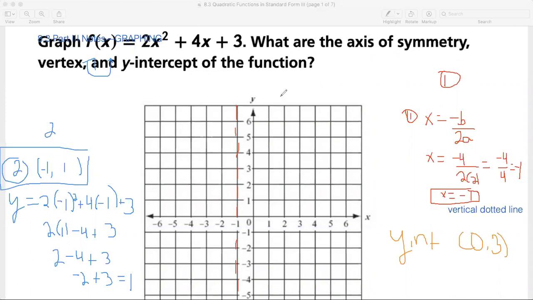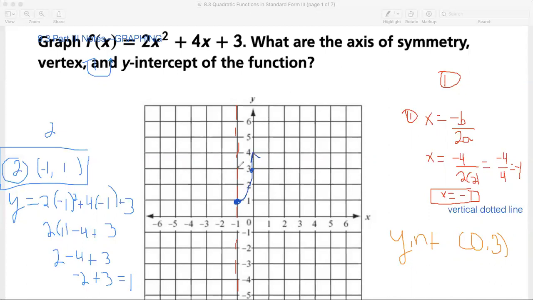Now your vertex is at negative 1, 1. Your vertex should always be on the line of symmetry. So I'm going to make a big dot here. That's my vertex, negative 1, 1. And then my y-intercept is at 0, 3. What we know about parabolas is that they are perfectly symmetrical. This is my line of symmetry. My parabola is going to be facing up, and it's going to be U-shaped.